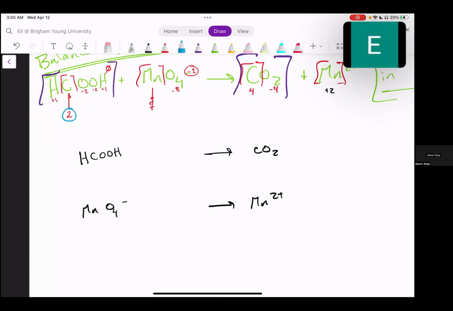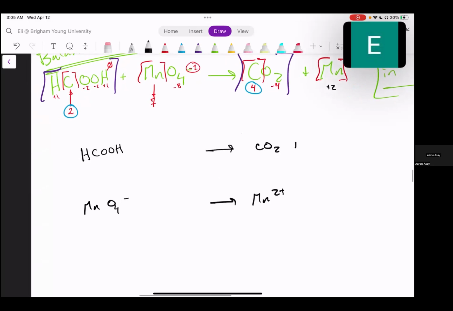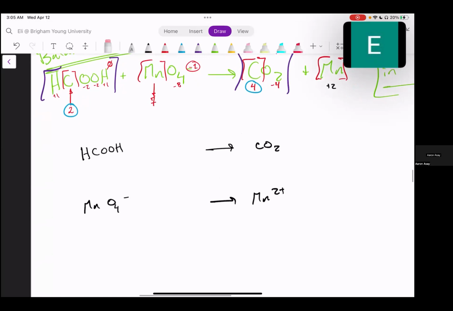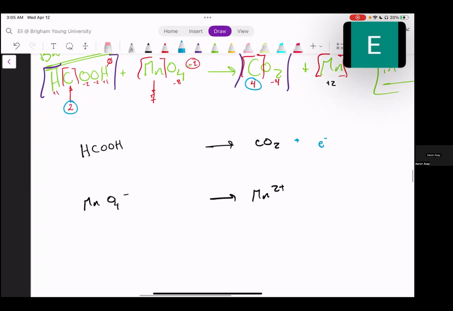So this is going from 2 to 4. So it's going to be losing electrons because it's becoming more positive, and that means that the electrons are going to be on the right side. We'll do that with a different color. So electrons are going to be on the right side. How many? That depends on the difference here. So 4 minus 2 is 2, so we're going to have 2 electrons coming off.